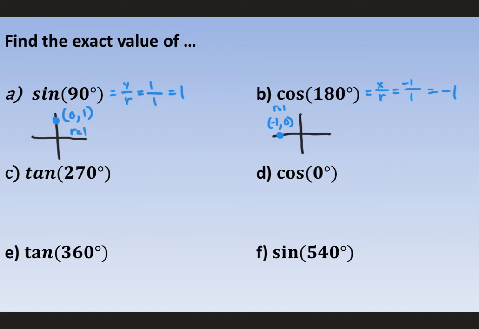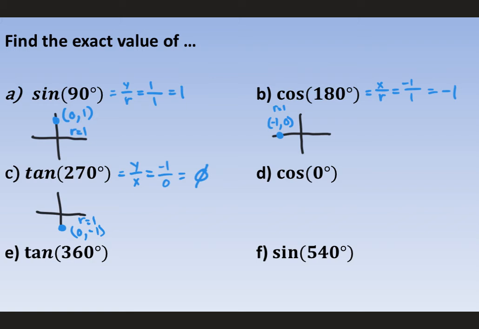If we keep going, I have tangent of 270. That would be the down location. I went out 0, but I went down 1. Once again, my r value is 1 for all of these quadrantals if we're doing it this way. My tangent is my y over my x. My y value is -1, my x value is 0. Uh-oh, we're running into an issue here. -1 over 0, that's not possible, so this one is undefined.